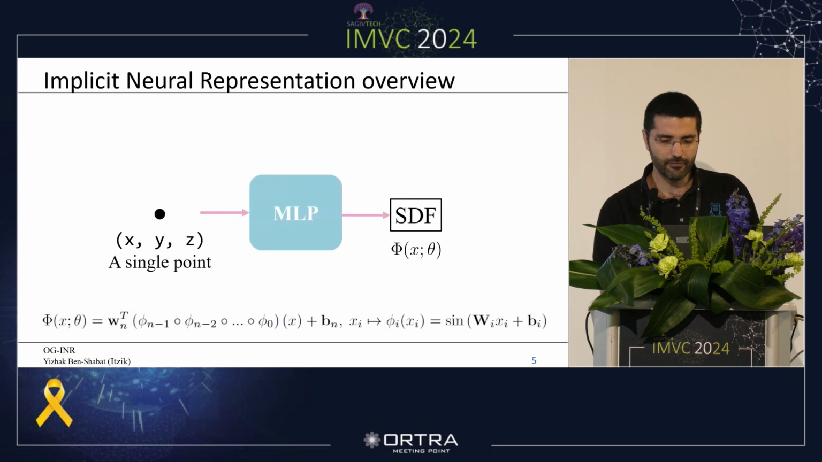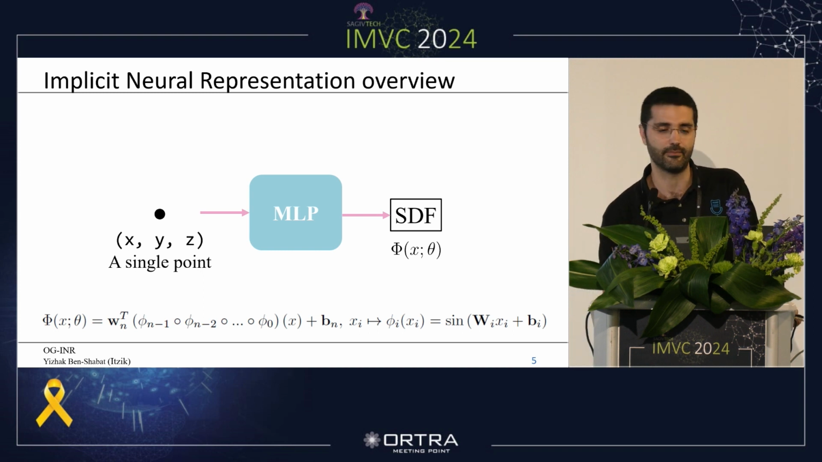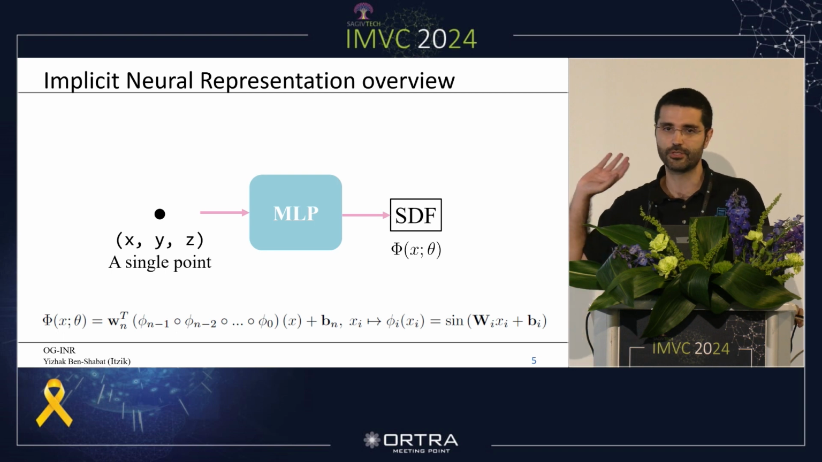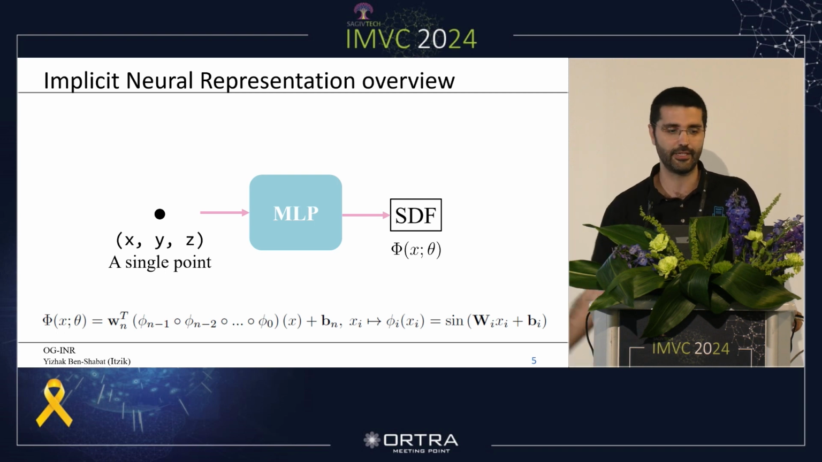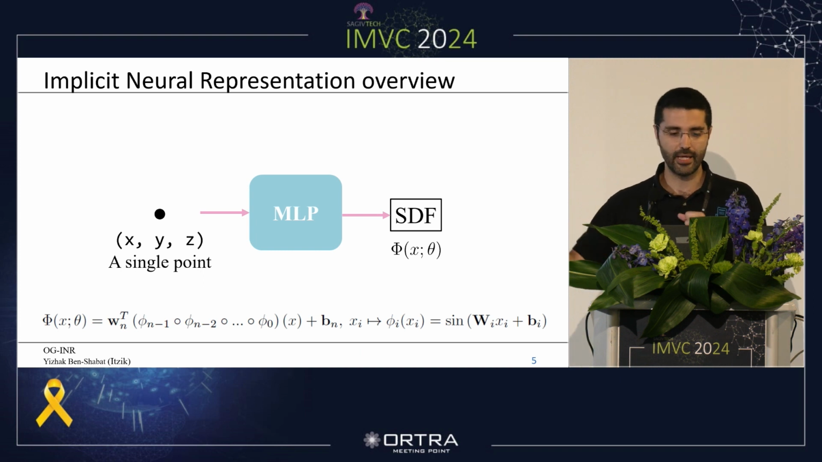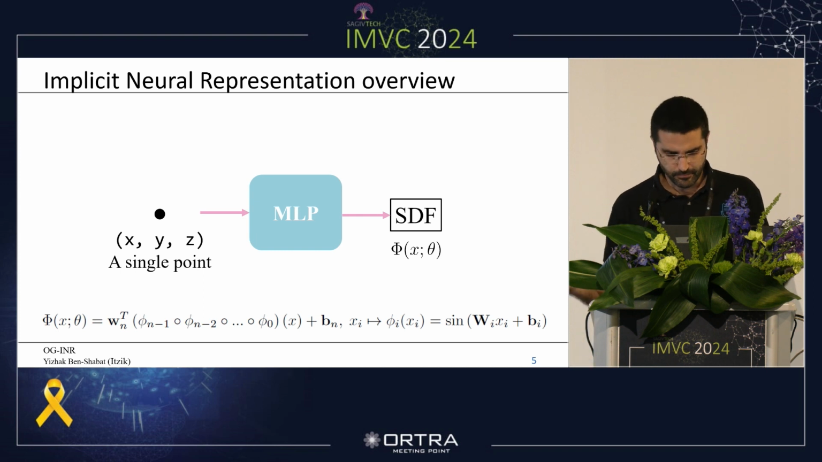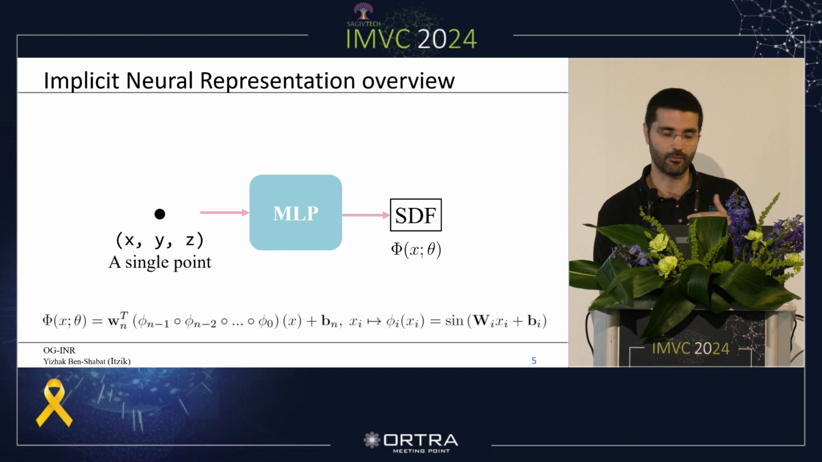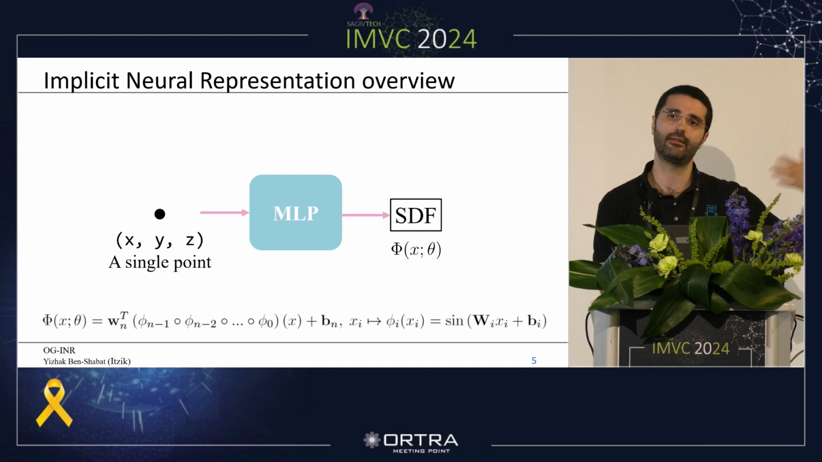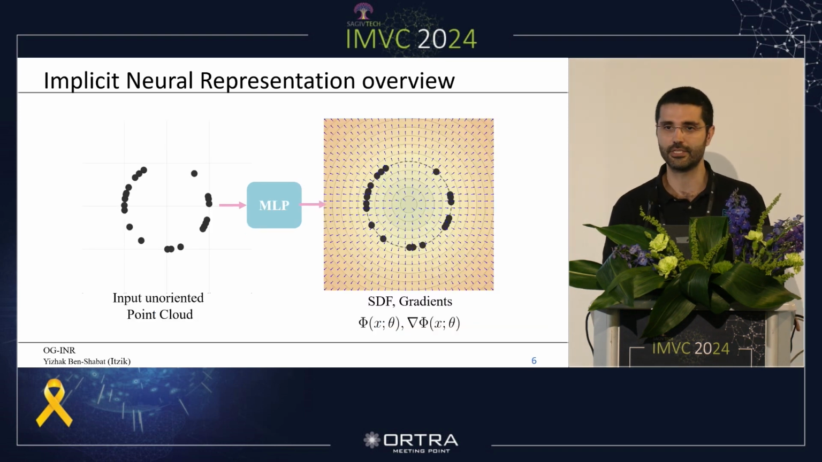Before I dive into our approach, I want to establish some common ground so we all talk in the same language. Most previous works use the following pipeline architecture. You get a point as input, you feed it into a neural network, usually modeled using a multi-layer perceptron, or MLP, and you get the distance to the surface. The MLP basically multiplies by a set of weights, adds a bias, and then applies an activation function.